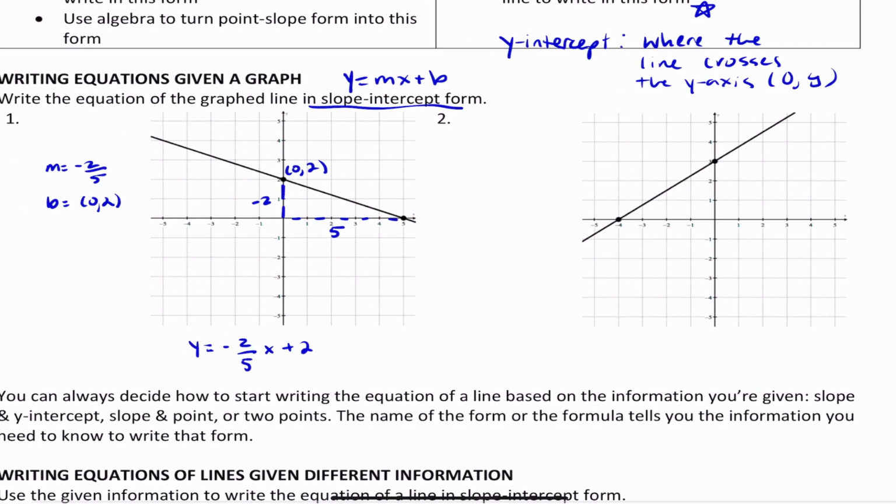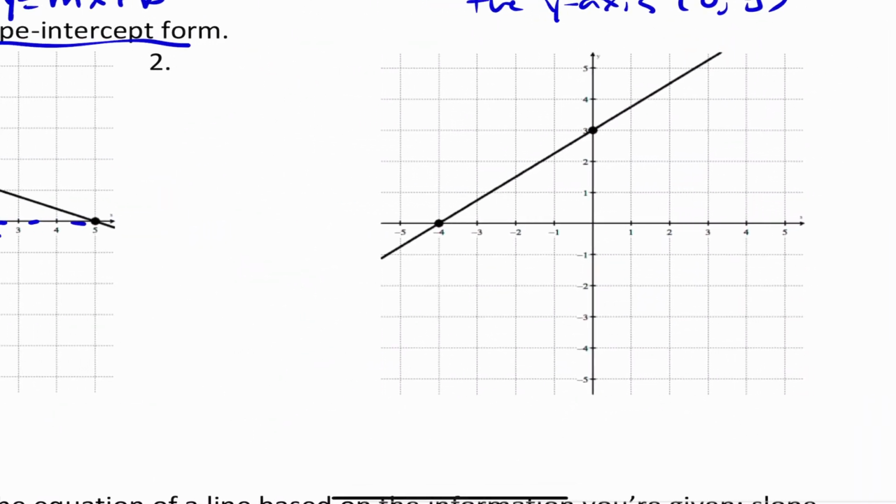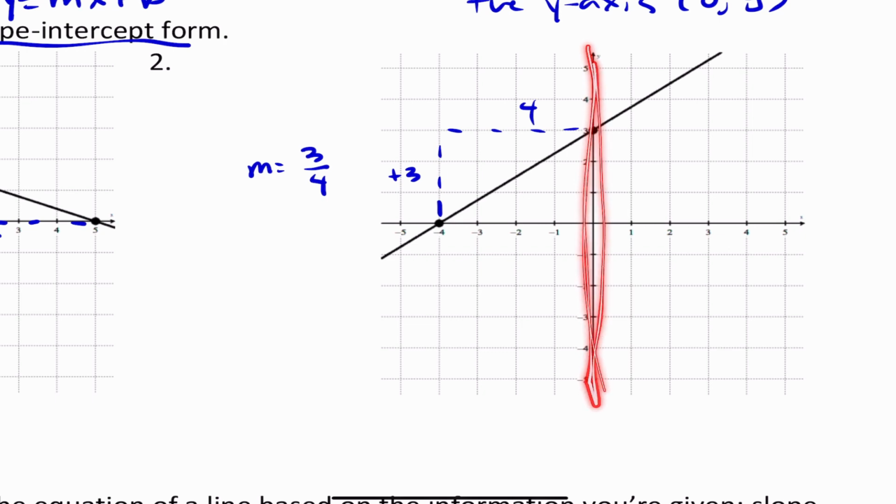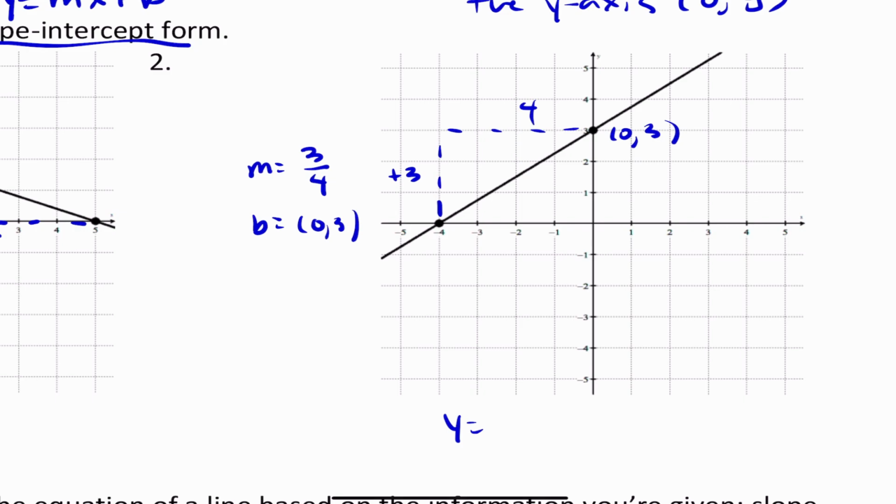Alright, the next one, I'm going to go ahead and look at this. I know this is a positive slope, so you should have a plus sign or just nothing there. So I'm going 1, 2, 3, up 3, 1, 2, 3, 4, right 4. So that's my slope, m equals 3 over 4. And then here's my y-axis, right? Where does the line touch the y-axis? At this particular point. So that's 0, 3. So b is 3. So y equals 3 over 4 x plus 3.